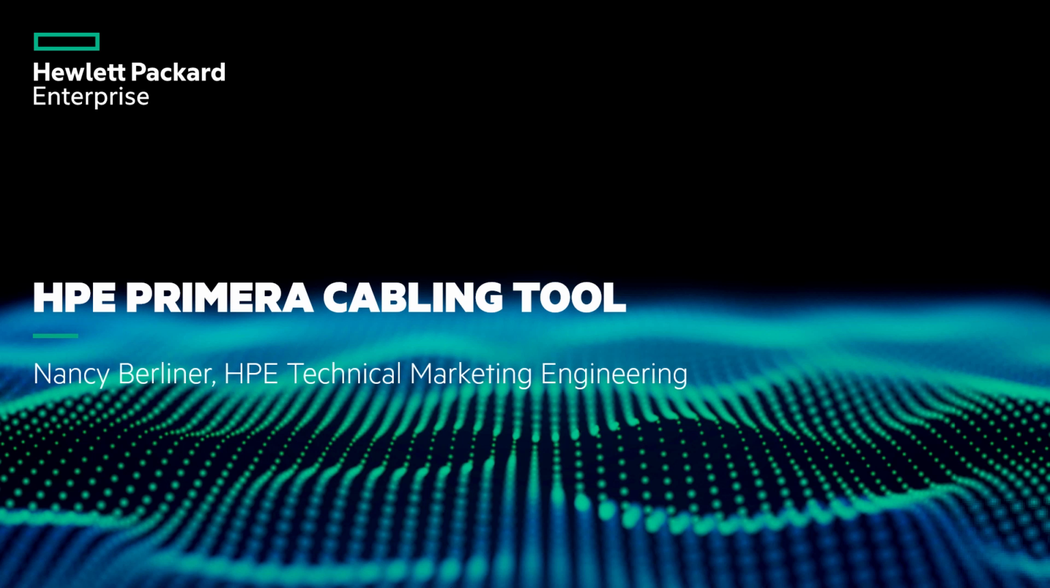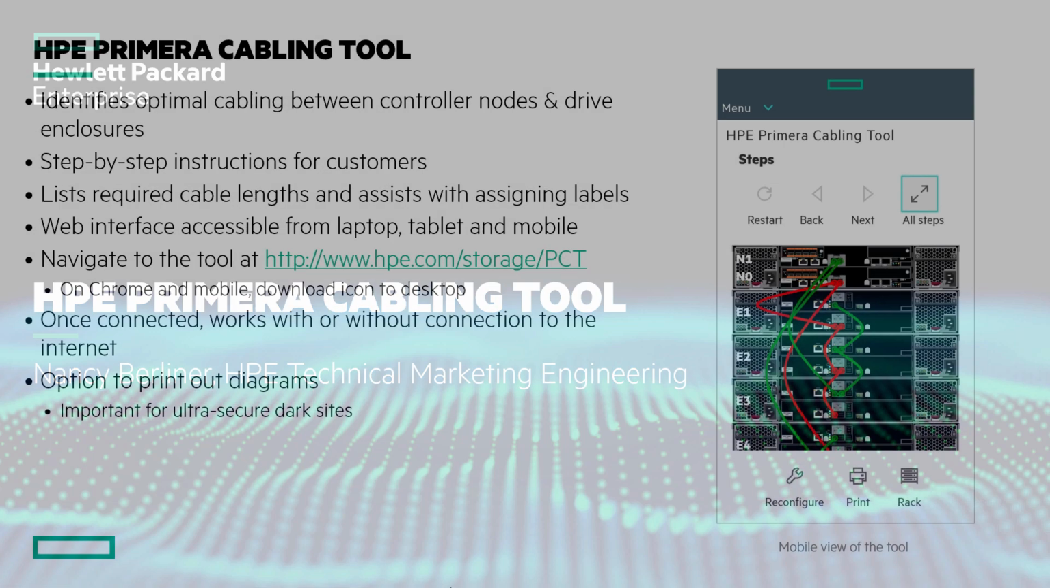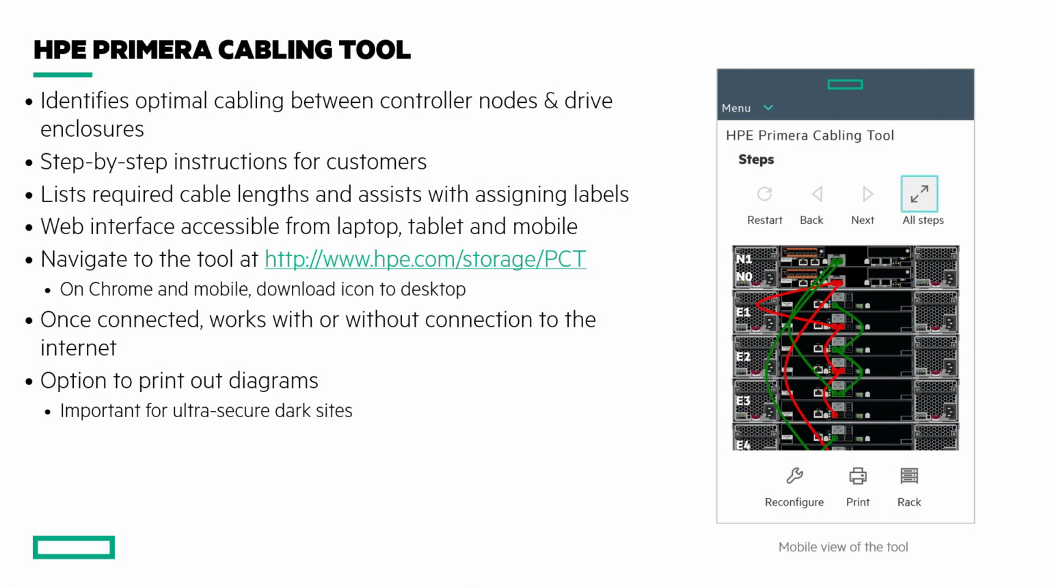Unique among Tier 0 storage arrays, HPE Primera has been designed to be simple for customers to install themselves. For systems that are racked and cabled on site, the HPE Primera Cabling Tool helps make this process foolproof, as you'll see in this demo. The cabling tool identifies the optimal backend cabling for your configuration and provides easy-to-follow, step-by-step instructions.